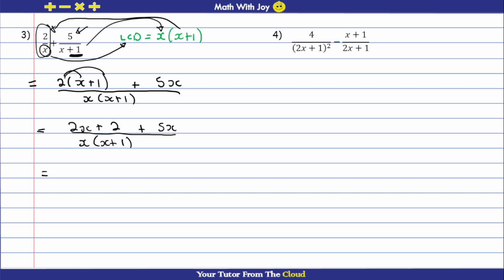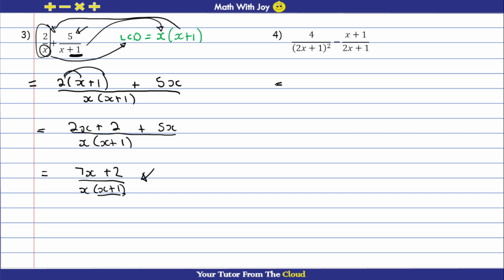So we say 2x plus 5x is going to give us 7x plus 2 all over x bracket x plus 1. Now at this point, you always check whether you can still factorize the numerator in such a way that it cancels with something in the denominator. If you can't factorize, then that's our answer. But if you can factorize, check whether factorizing will help you to cancel something by the denominator. If it doesn't, don't factorize.